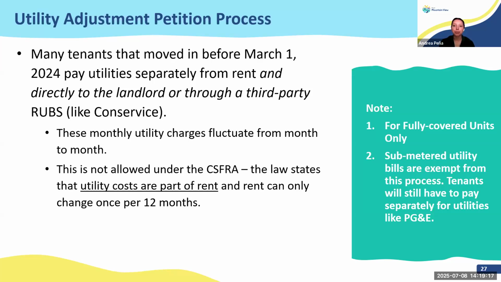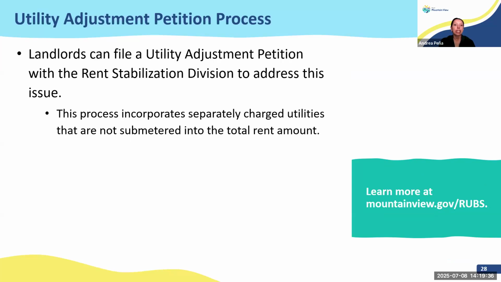Once again, submetered utilities, such as a PG&E bill that's going directly to that tenant based on how much gas and electricity that tenant or that household is using, that is okay. That is exempt from these changes. So if a landlord has implemented this ratio utility billing system, they can file a utility adjustment petition with our division to address this issue, essentially to incorporate separately charged utilities into the total rent amount.